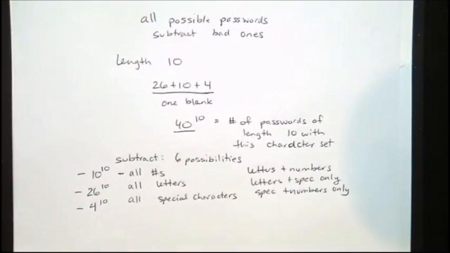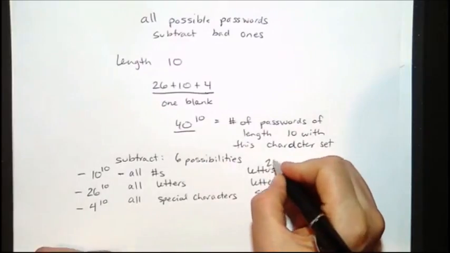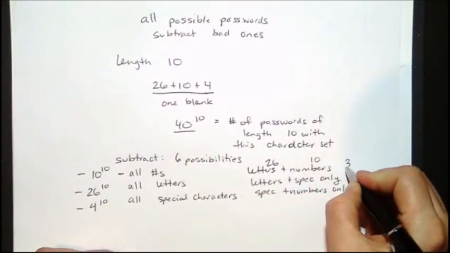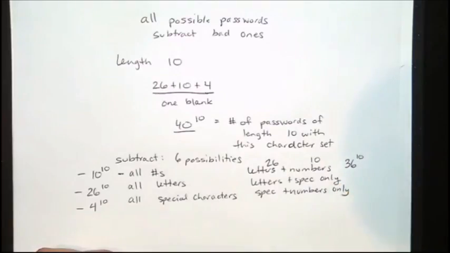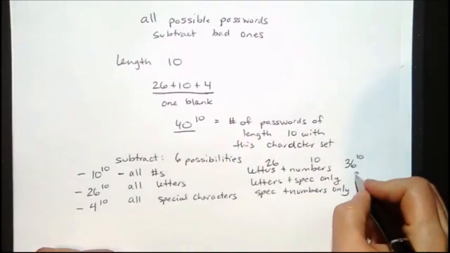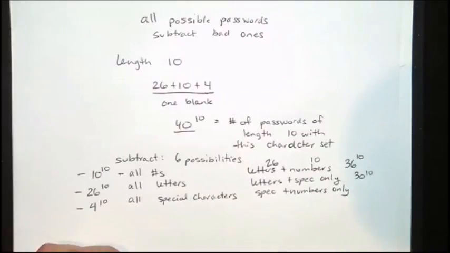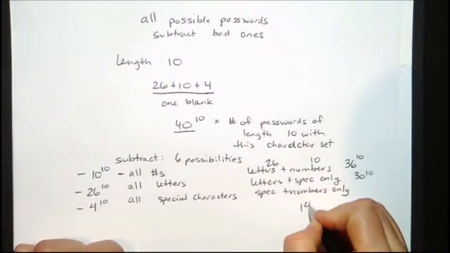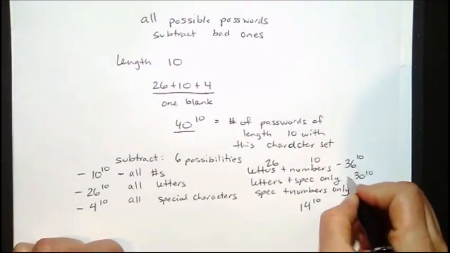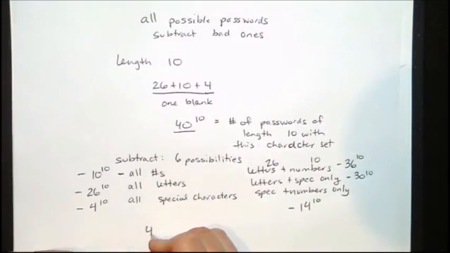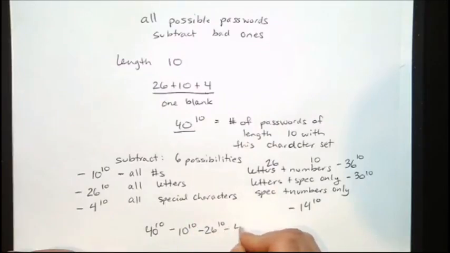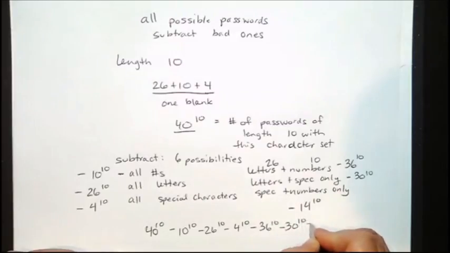Okay, now letters and numbers, that means I've got 26 letters and 10 numbers, so that means all of my ways of doing that is 36 raised to the 10. Letters and special characters is going to be 30 to the 10. And special characters and numbers only is going to be 14 raised to the 10. So I'm going to subtract all of these, and we'll have our answer. 40 raised to the 10th minus 10 to the 10th minus 26 to the 10th minus 4 to the 10th minus 36 to the 10th, 30 to the 10th, and 14 to the 10th.